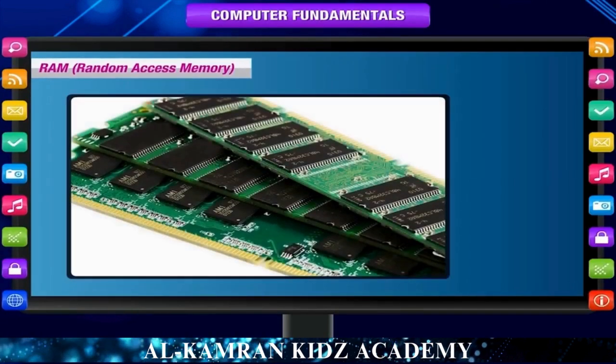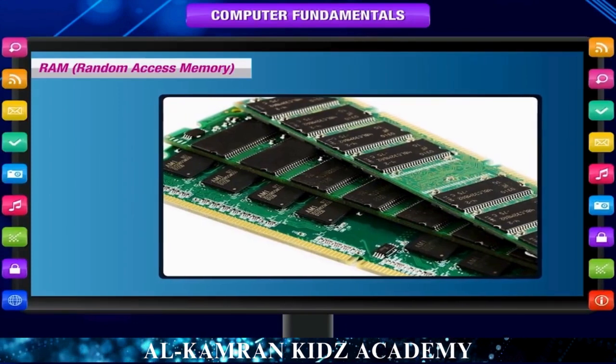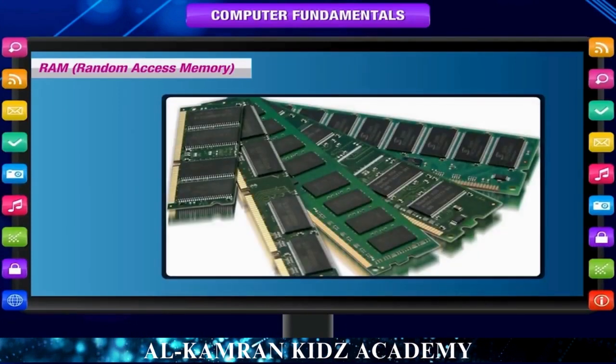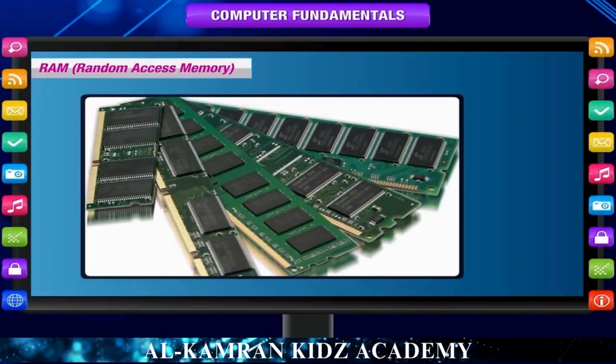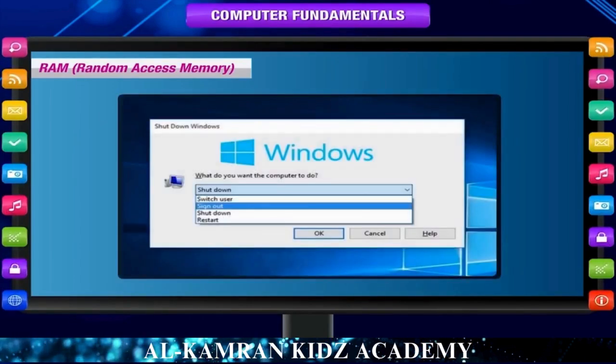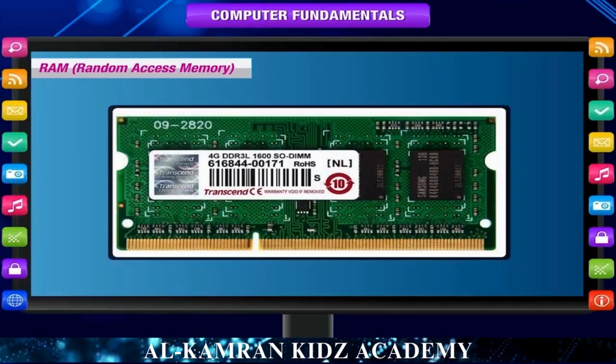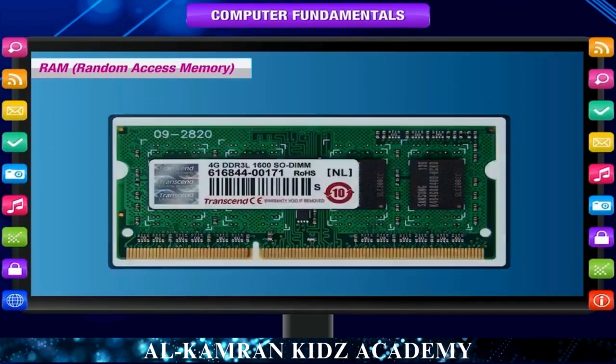RAM, random access memory. Random access memory is called volatile as it holds data and instructions temporarily, that is, shortly needed by the CPU. The contents of RAM are lost when you switch off the computer. Data can be both read from and written into random access memory or RAM.